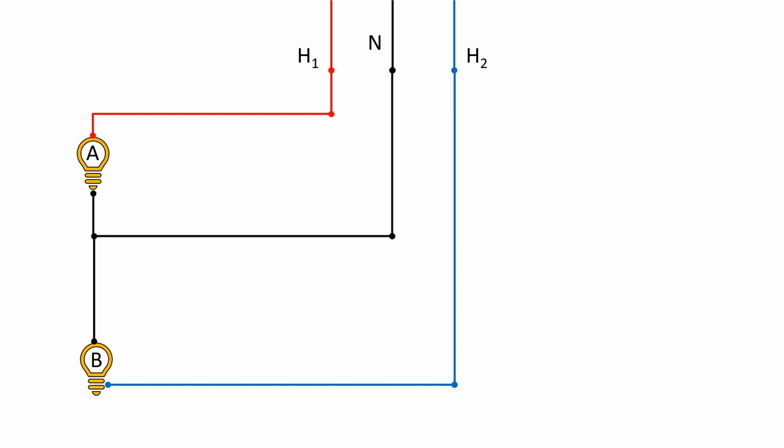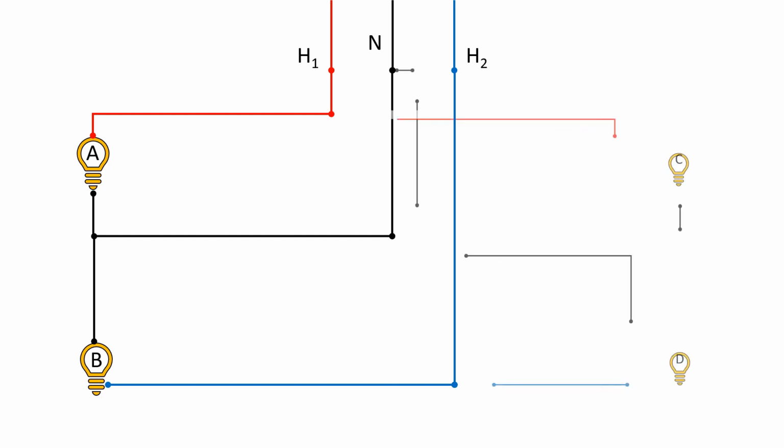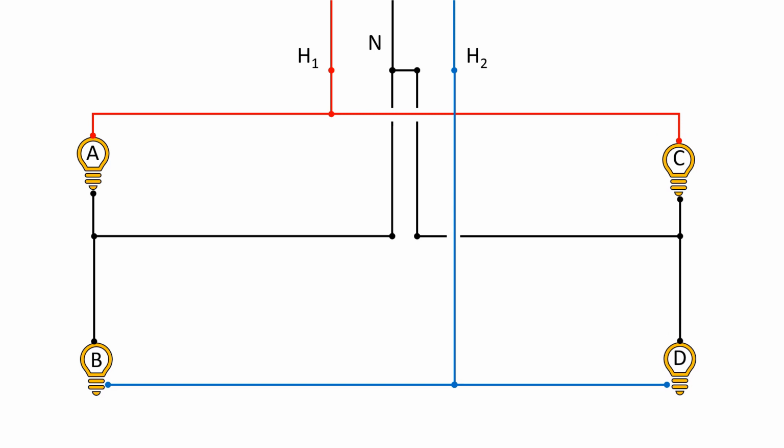If we have additional circuits like C and D, then they will also alternate between the two hot leads. So you would have A and C connected to one hot lead, while B and D would be connected to the other. Connecting the A and B circuit to a common neutral will have an impact on the voltage drop calculations, but we will go into that later. For now, let's keep going with our wiring layout.